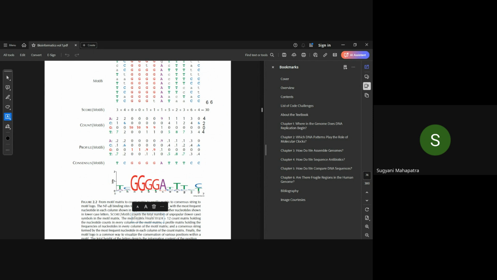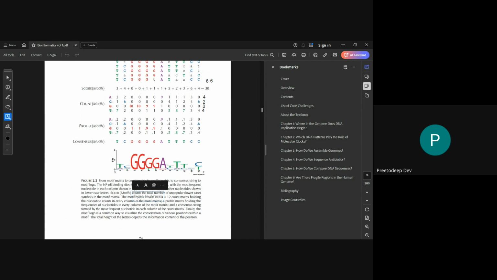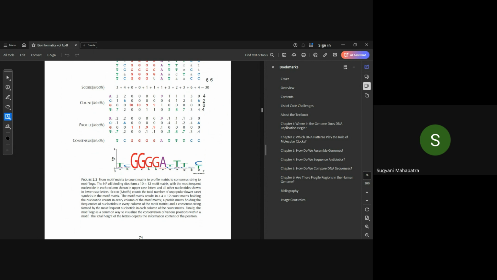Wait, why are we thinking about it in terms of bits? I thought it was probability. Where does bits come into the picture? This is basically a representation for the storage. Sorry, here the height of the letters depicts the information content of the position. So bits come in because we are trying to represent the information contained in that particular position.